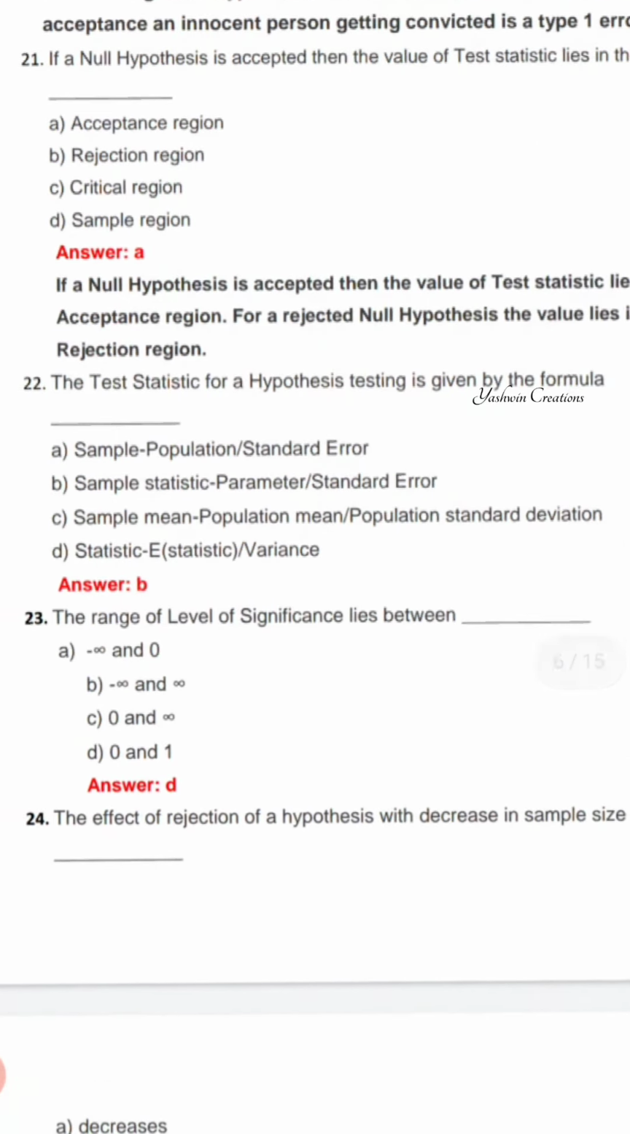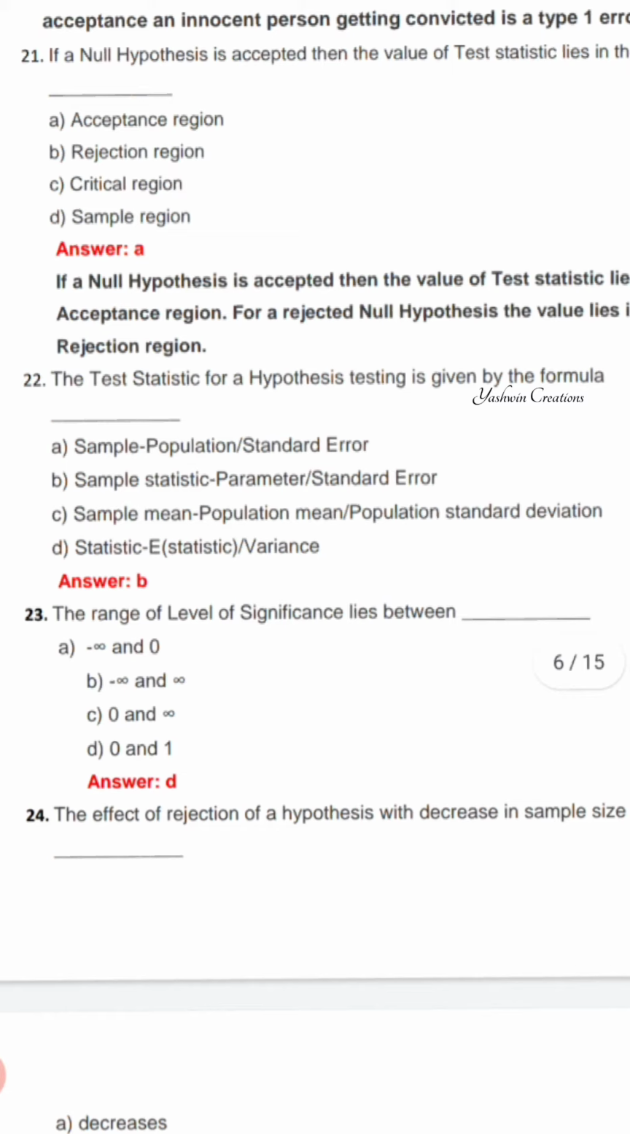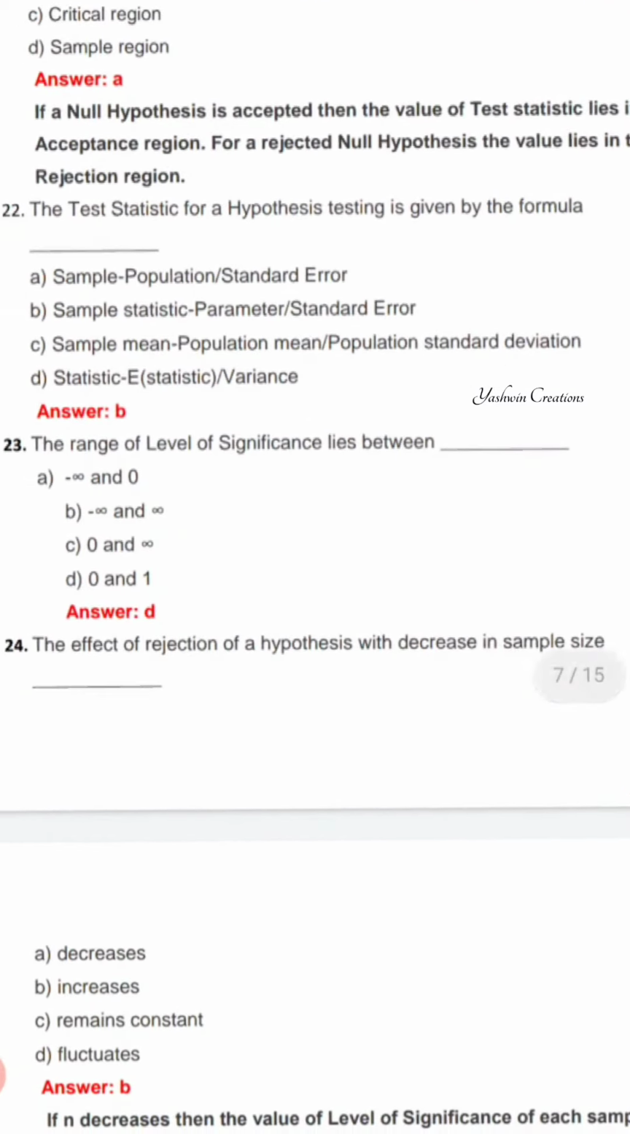The effect of rejection of a hypothesis with the decrease in sample size: it increases. If n decreases, then the value of the level of significance alpha decreases, hence 1 minus alpha increases, so the rejection of the test sample increases. So the effect of rejection of a hypothesis with the decrease in sample size is that it increases.